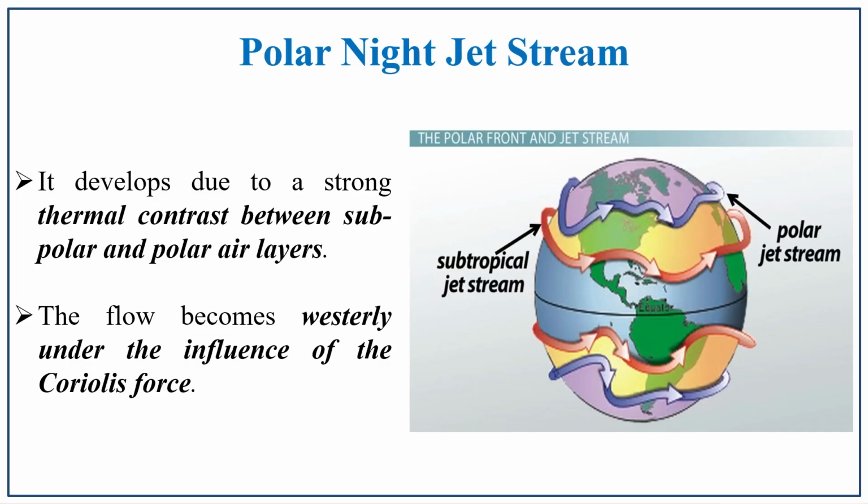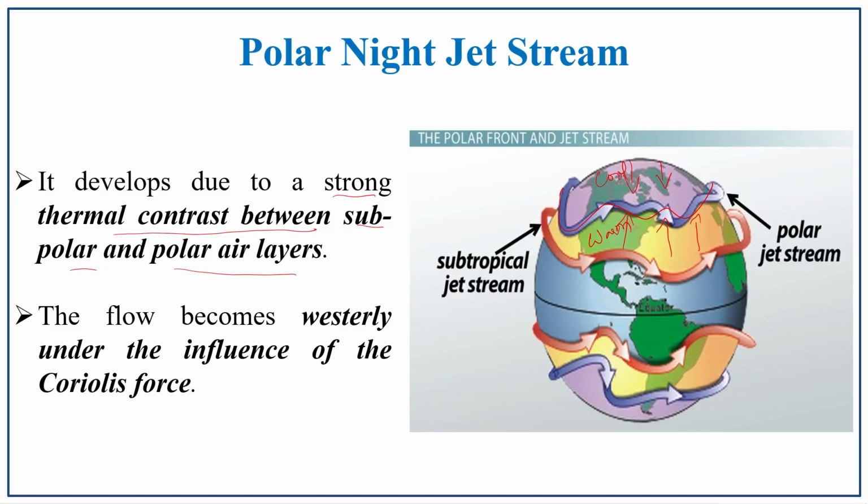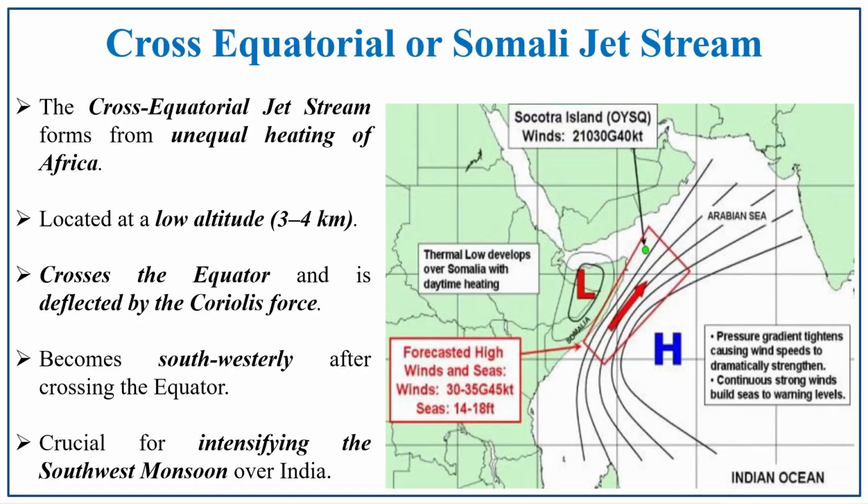The polar night jet stream also develops a strong thermal contrast between the subpolar and polar air. So the air which is blowing from the subpolar region and from the polar heights, here you have the cool air, here you have the warm air. So you have the contrast between these two airs. Because of this exchange of cool and hot, you have the formation of the polar night jet stream. This flow becomes westerly under the influence of the Coriolis force. Because of this Coriolis force, the direction of the wind is towards the western side.